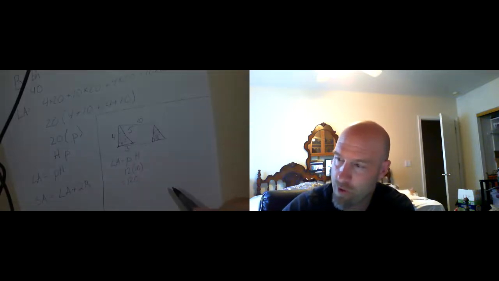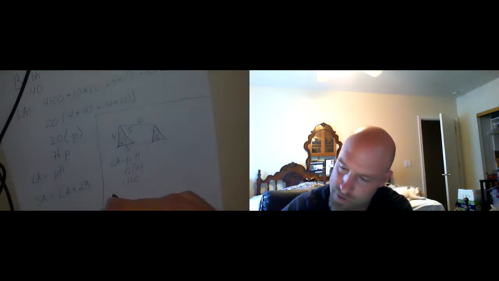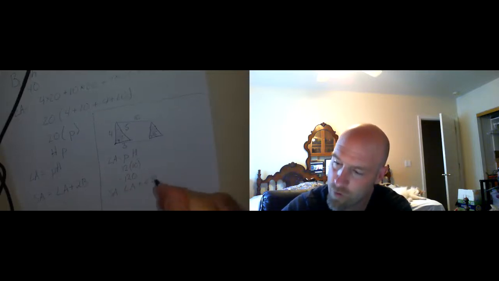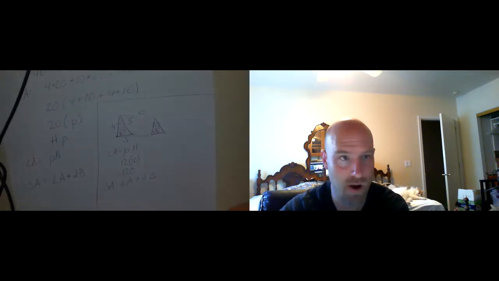Well, what if I want to paint the top and the bottom two, the floor and the ceiling, the two bases? I will say that my surface area equals my lateral area plus 2b. Well, what shape are the bases? In this particular case, they are triangles.